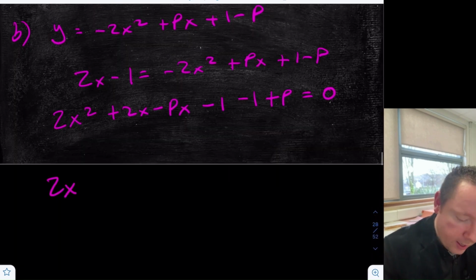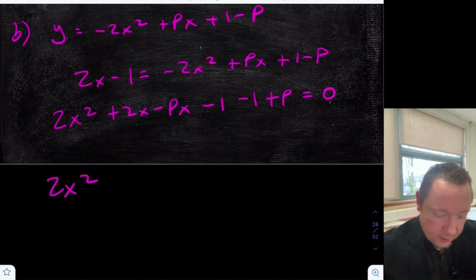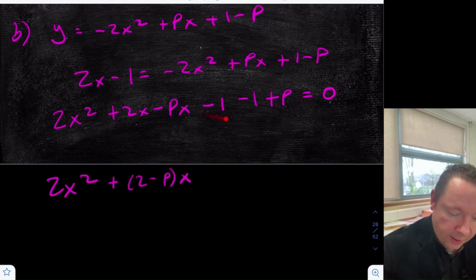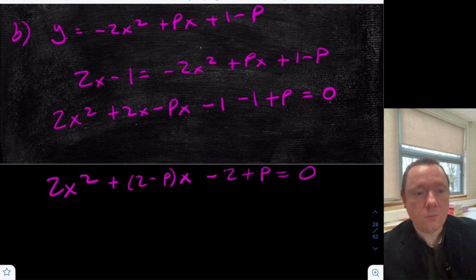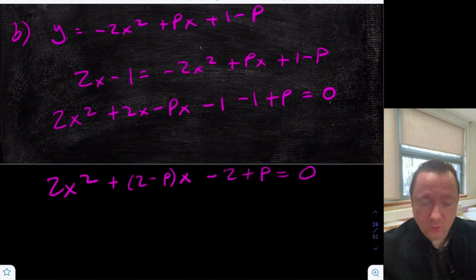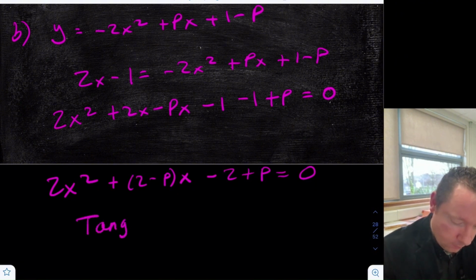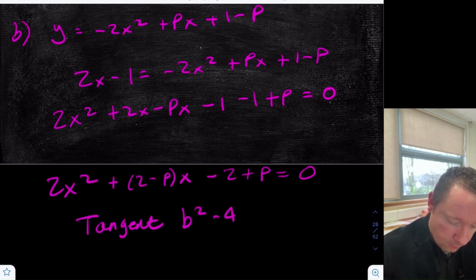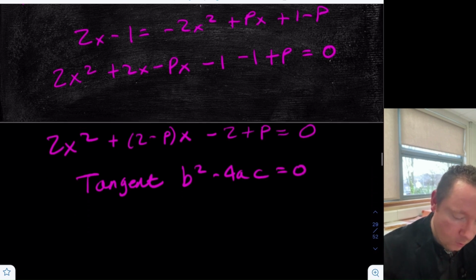Tidying that up, 2x squared, and then we want to have x as a thing, so that is plus 2 minus p times x, and then we've got as a constant term minus 2 plus p equals 0. Now if it's a tangent, b squared minus 4ac equals 0, because it only has one solution. So remember, that would be our A, this would be our B, and this whole thing here would be our C.